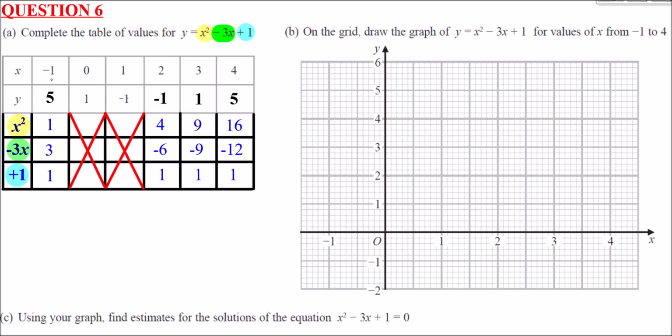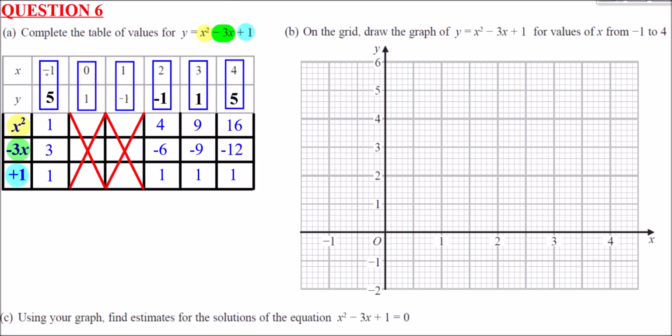Part B, we're going to use this table of values to actually draw on the graph of y equals x squared minus 3x plus 1 here. So what we're plotting is just 1, 2, 3, 4, 5, 6 of x and y coordinates, which I'm going to box off in blue. So the first point is minus 1 and 5, so we're just going to do a little point here at minus 1, 5. The next one is 0 and 1, which is going to be here.